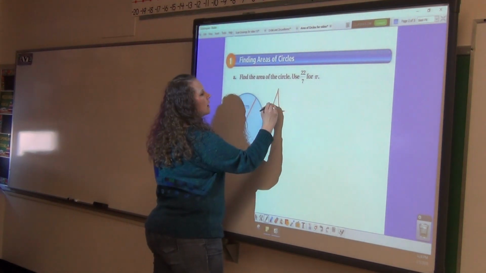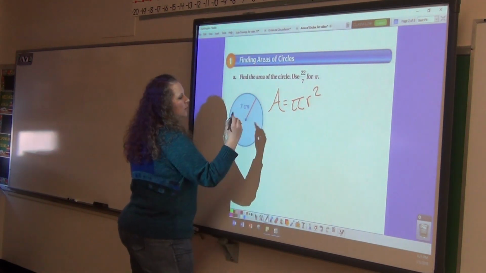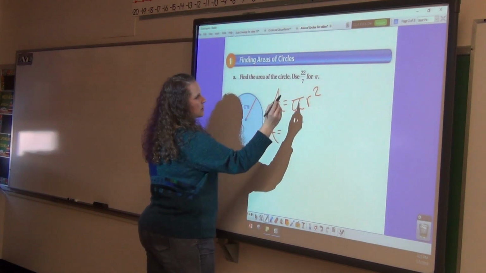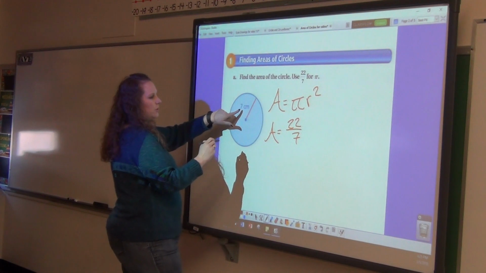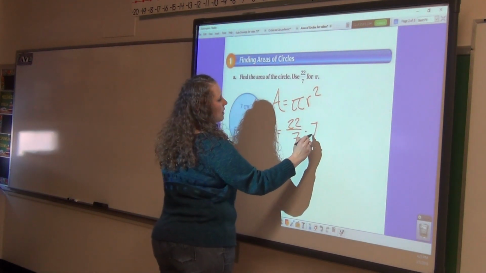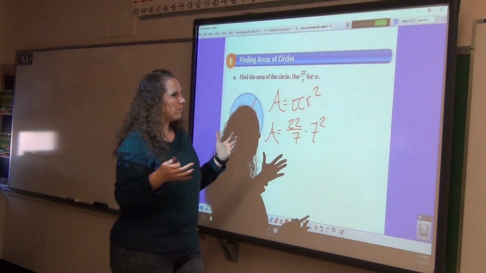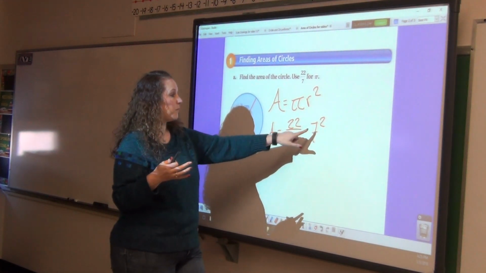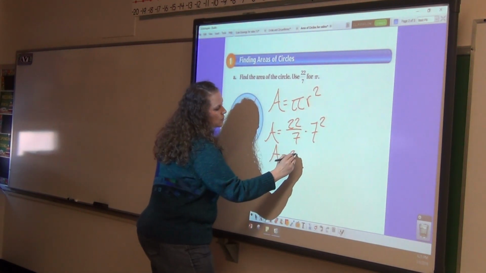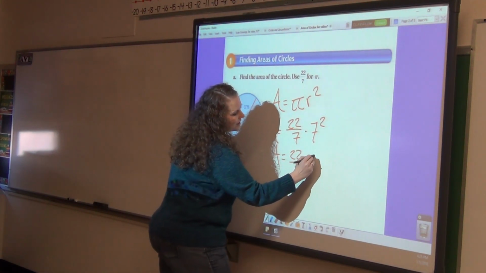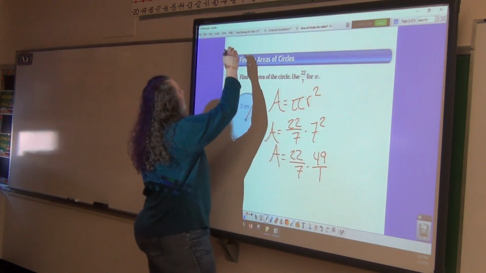So area equals pi r squared. So our area is pi, which is 22/7, times the radius, which is 7, and it's our radius squared. Because we know we have to do exponents before we multiply, we've got to do this exponent first. So our area equals 22/7 times 49 over 1. 7 times 7 is 49.